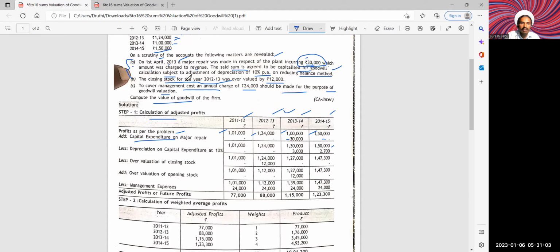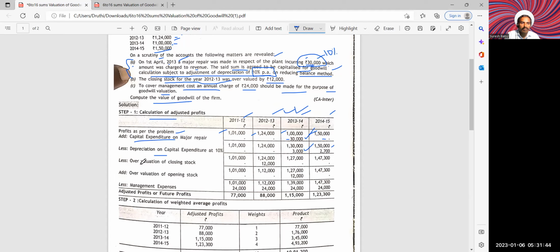Now see, calculation subject to adjustment of depreciation of 10% per annum. That means depreciation is a revenue expenditure which has not been calculated. In 2013-14, at the end of the year, 10% depreciation is to be charged on this 30,000 plant. So 30,000, 10% means 3,000. Okay, this is 1 year.